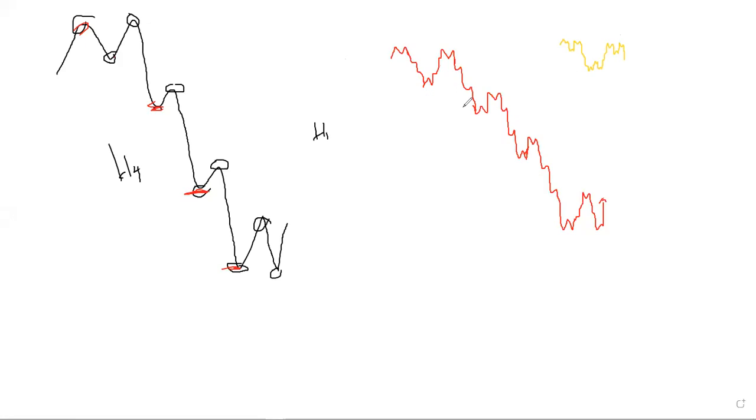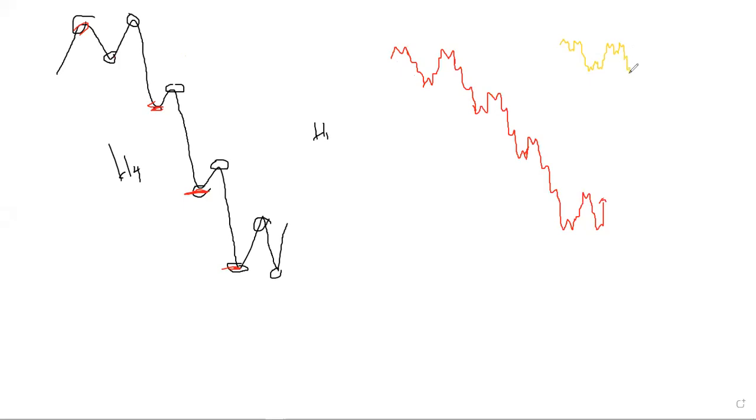We are representing H4 to M15. Why are you guys doing like this? H4 time frame. It's H4 now. This is the H4 time frame peak structure. So the market will start to drop.